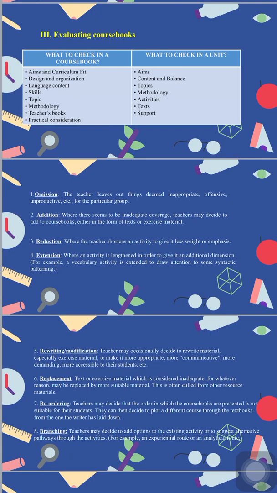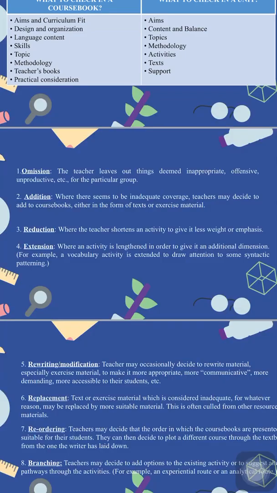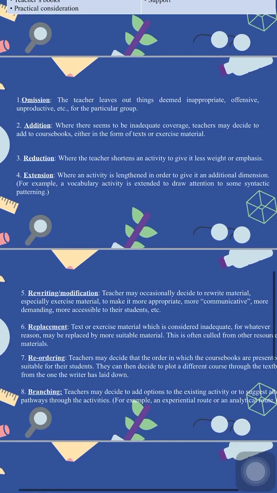So we have some criteria to adapt coursebooks. Number 1 is omission. The teacher leaves out things deemed inappropriate, offensive, unproductive, etc. for the particular group. 2 is addition. Where there seems to be inadequate coverage, teachers may decide to add to a coursebook, either in the form of text or exercise material.